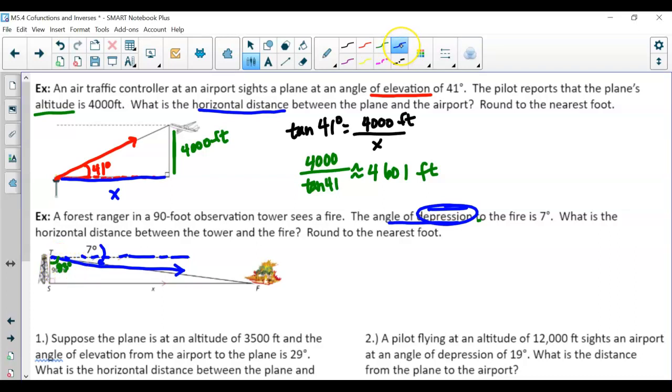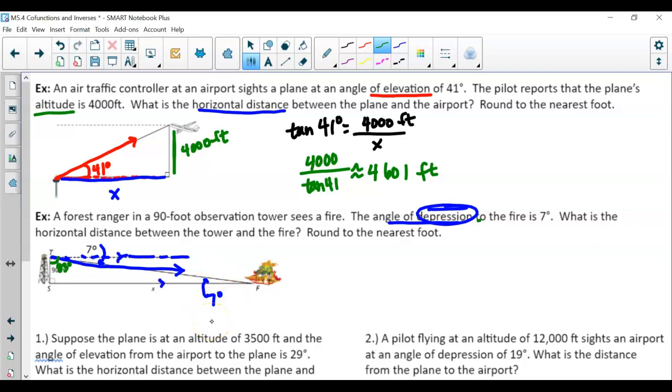Or you could also use the concept of parallel lines because here's our ground. They are parallel to each other. This is our transversal, which means if this angle here is 7 degrees, then this angle here is also 7 degrees because they're alternate interior. So you have options on what to do here with your setup and using an angle. So we'll focus on the 7 degree.